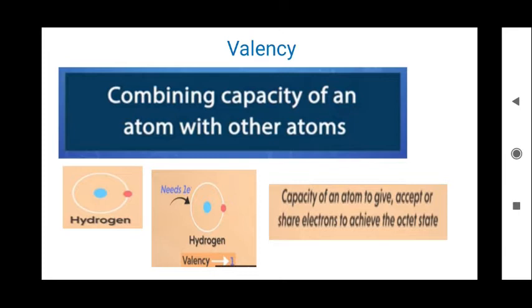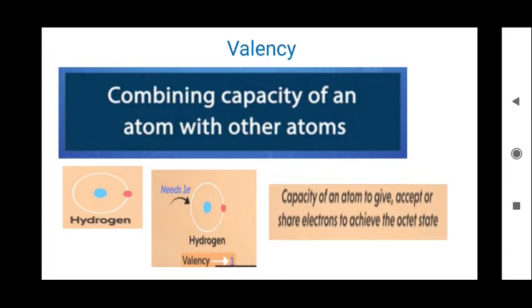So valency is nothing but the number of electrons that an atom requires to attain stability. So what is valence electron then? Valence electron is the number of electrons present in the outermost shell. The number of electrons it requires to attain stability is called valency. Hope you got the difference between valence electron and valency. Now the valency of hydrogen is 1. Why is it 1? Because it needs 1 electron to attain stability.